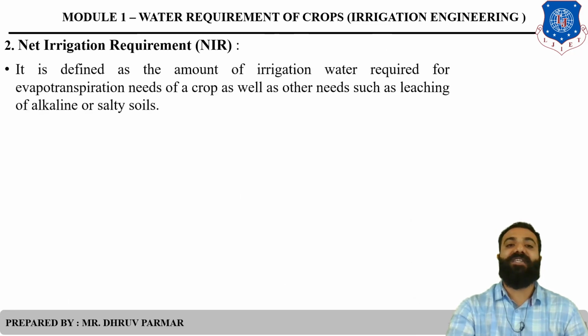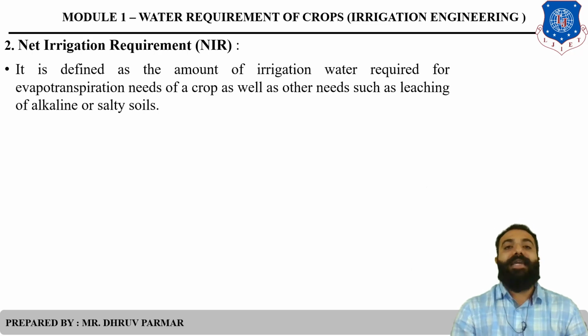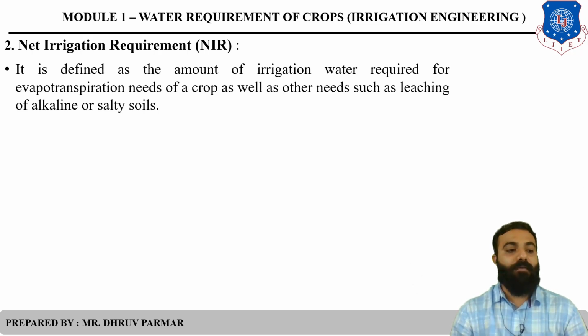The second one is net irrigation requirement. What is the net irrigation requirement? It is defined as the amount of irrigation required for the evapotranspiration needs of the crop as well as the need for leaching of alkaline or salty soil. Leaching is the process in which a large amount of water is spread directly onto the ground, and the upper layer of the ground is eroded or washed by that water. That is called leaching. This leaching process is required to remove salt from the upper layer. We will discuss leaching in the last chapter, waterlogging.